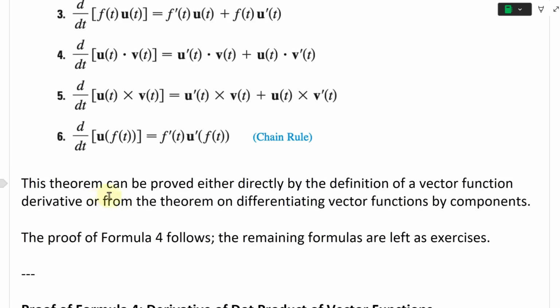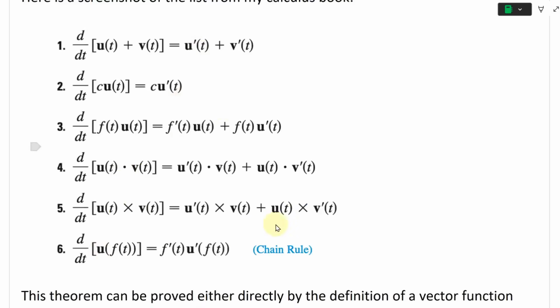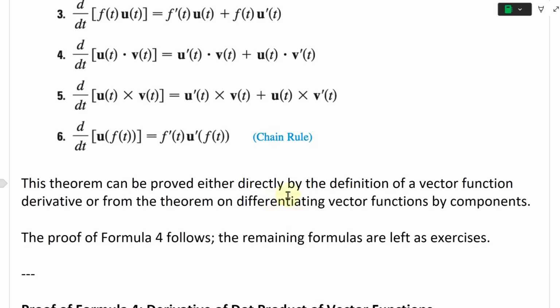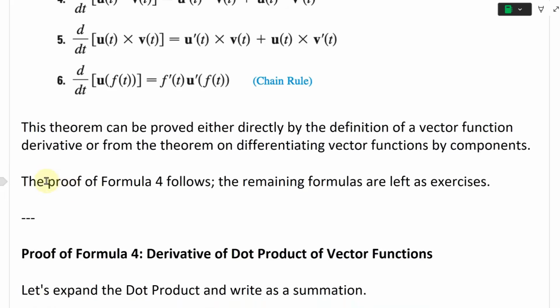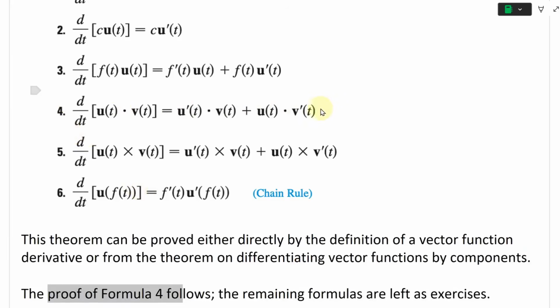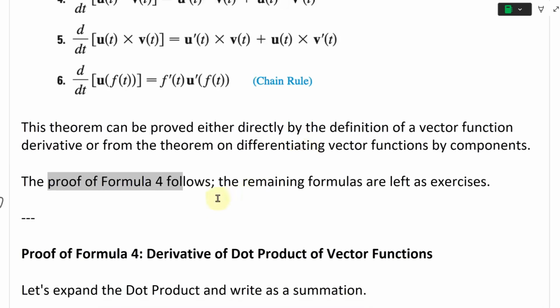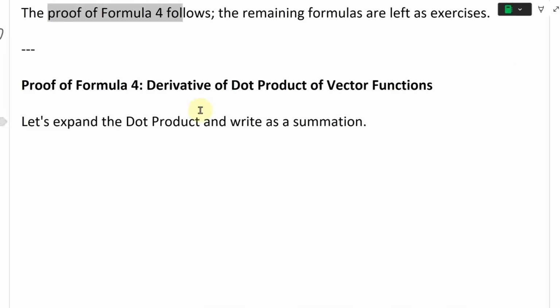Now this theorem can be proved either directly, by the definition of a vector function derivative, or from the theorem on differentiating vector functions by components. I'll be using both to prove them in the exercises. But I will prove formula 4 right now. The proof of formula 4, that's the dot product derivative, follows. The remaining formulas are left as exercises at the end of this video.